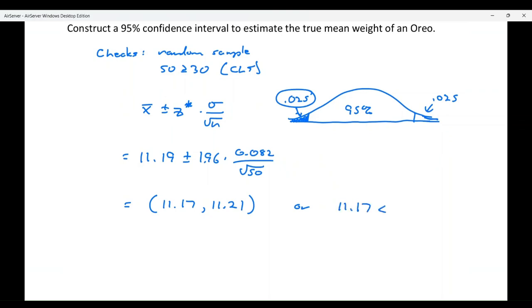Again, Navidi in the text will sometimes write it as 11.17 is less than the population mean. So the mean weight for the population of all Oreo cookies is less than 11.21. So you can think of it either way, just this interval notation with the parentheses, or as a true inequality, where we're just saying that the population mean is between those two values.